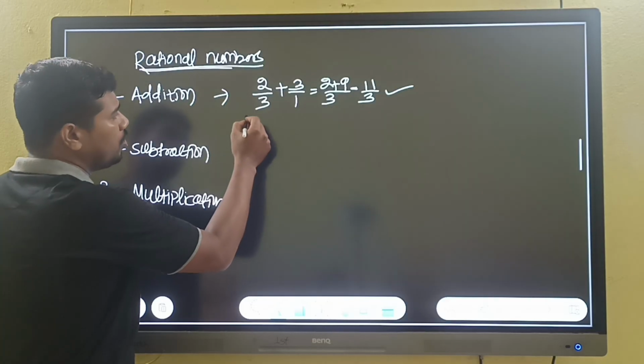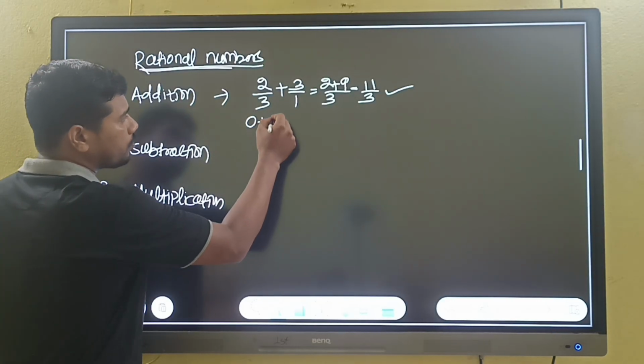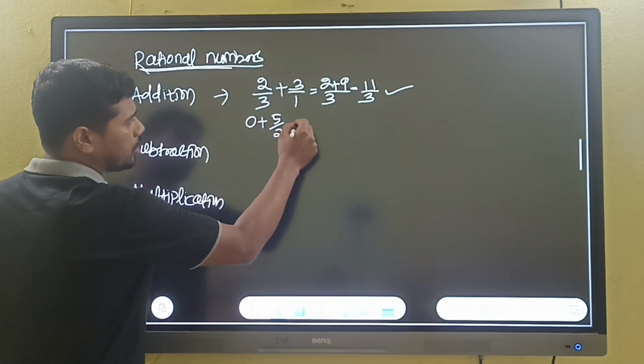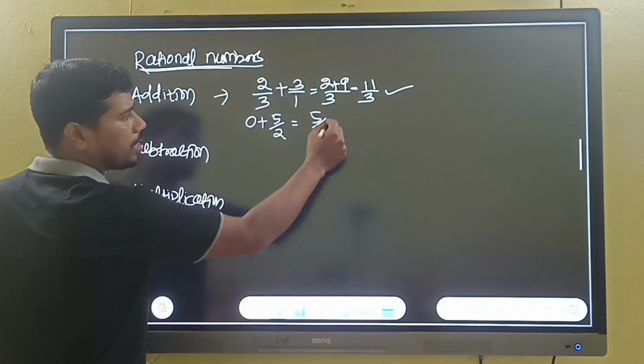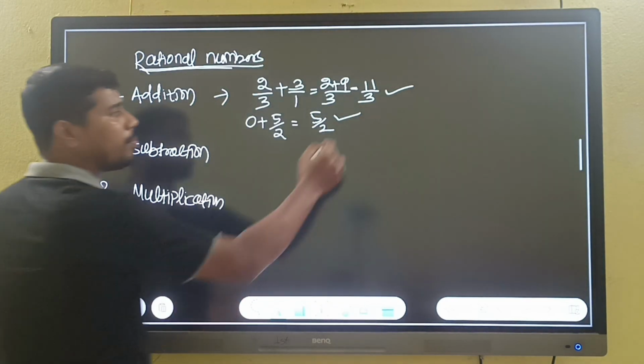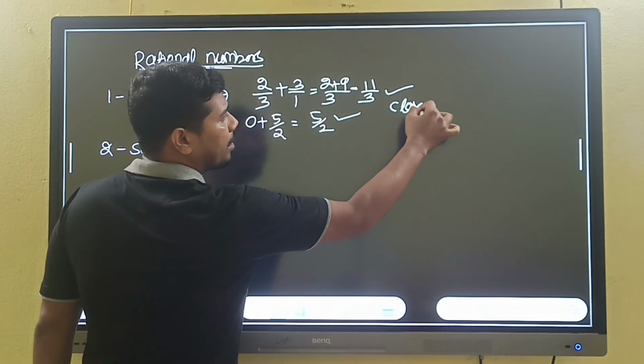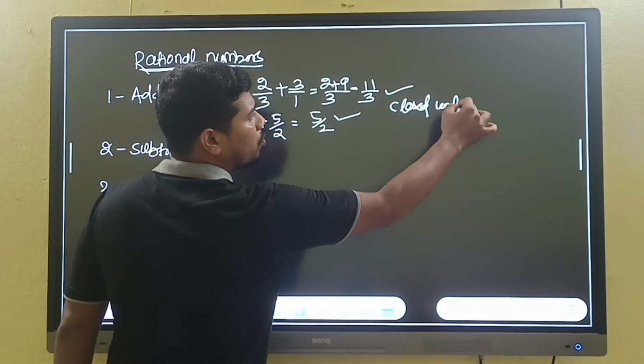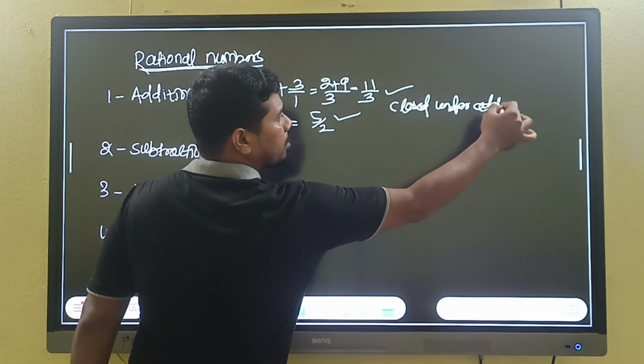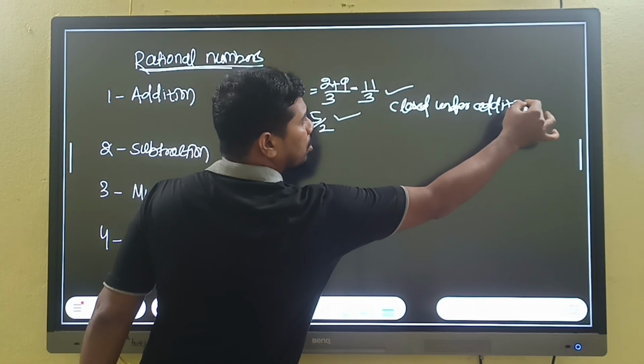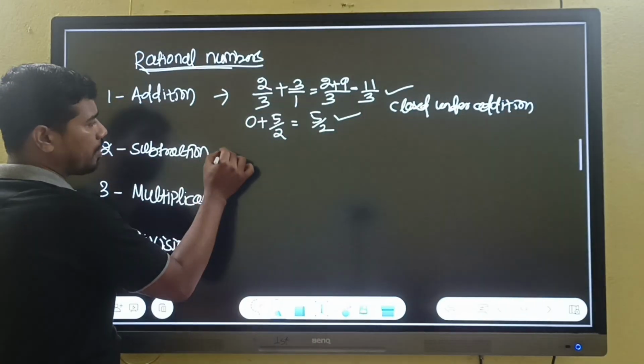Similarly, take another example, suppose 0 plus 5 by 2. The result is also 5 by 2. That is a rational number. So rational numbers are closed under addition. It is possible. Same thing also in subtraction.